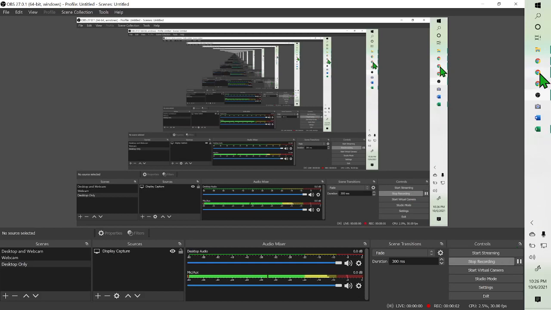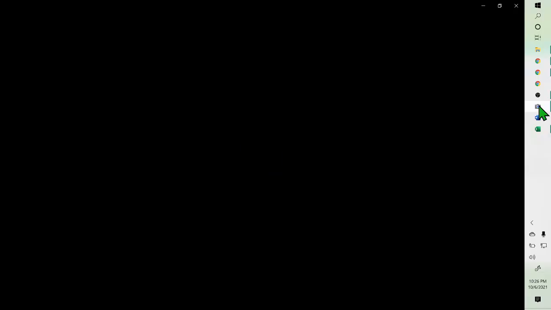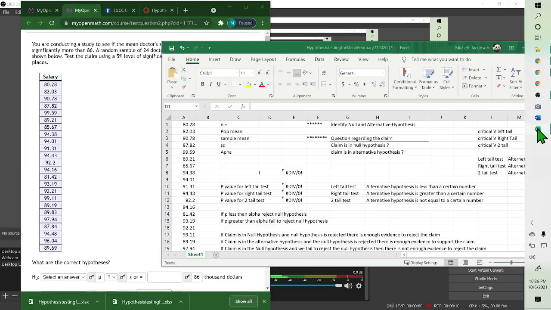Hello. For this problem, I hit the wrong button. Excel. You want to open under Chapter 9 the Excel file that says hypothesis testing for a mean. And then the next thing I did was all the data here, I typed it here so it would find the mean and standard deviation for me. So you have to type all your data in.